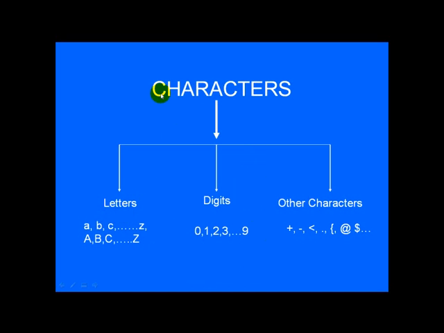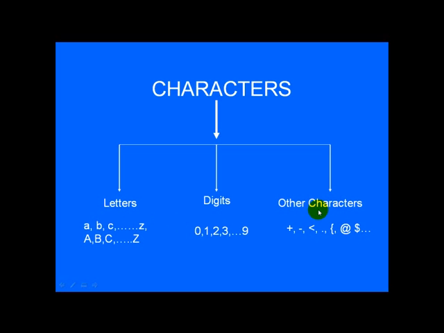So when we are talking about characters, we are talking in a general sense, that whatever symbol we find on the keyboard, they are characters. But when we are talking about letters, it means we are talking about lowercase letters or uppercase letters. When we are talking about digits, then we mean 0, 1, 2, 3 up to 9. When we are talking about other characters, we mean other than the digits and letters.